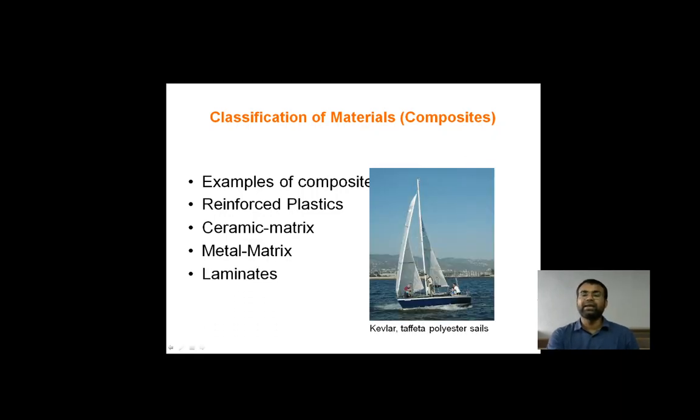And these are the laminated composites, that is the sail. This particular sail uses taffeta polyester, a laminated composite material, to sustain the high velocity of the wind without tearing, and to catch the wind at sea and sail the boat in a very efficient way without tearing the sailing cable. So this is how these things work.